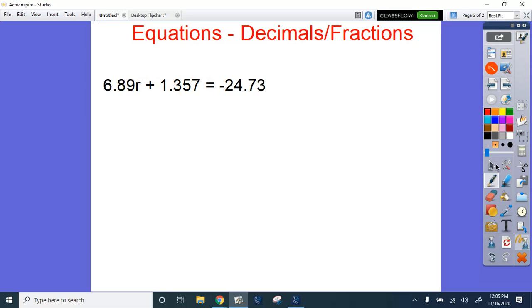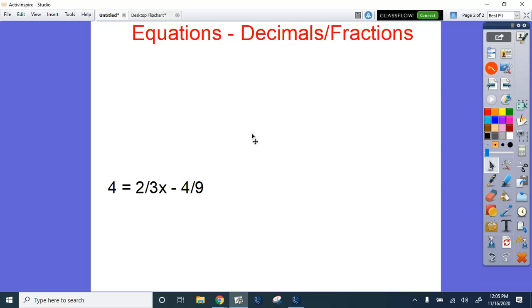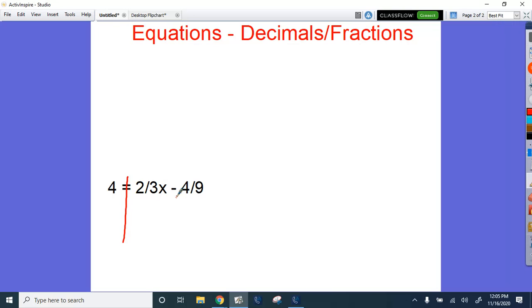I'm going to show you another one with just fractions. More of the same, we're going to use our graphing calculator to solve this. So this time, my variable is actually on the right side, so I'm going to solve from here. I want to isolate the 2/3 x, meaning I have to get rid of the negative 4/9, so I'm going to add 4/9 to both sides.